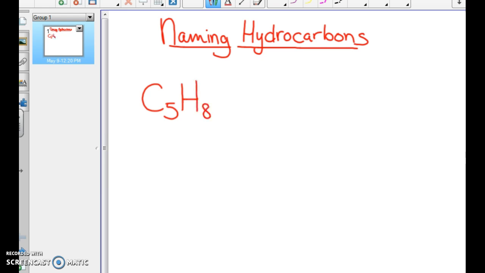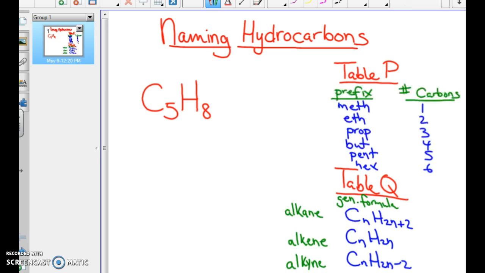You are given two tables that are going to help you name hydrocarbons. One of them is table P, and the other is called table Q. And here's the relevant information on them. Notice table P identifies prefixes. These prefixes in the name of a hydrocarbon will tell you the number of carbons.